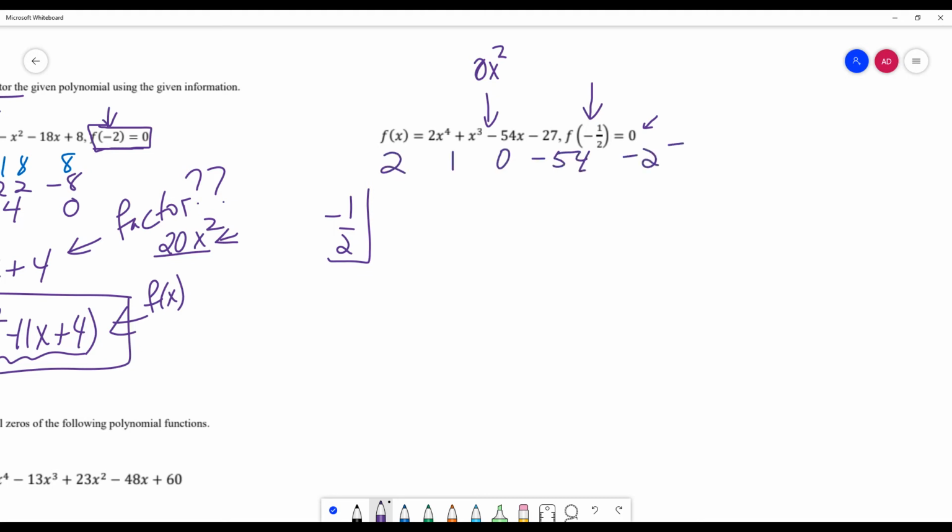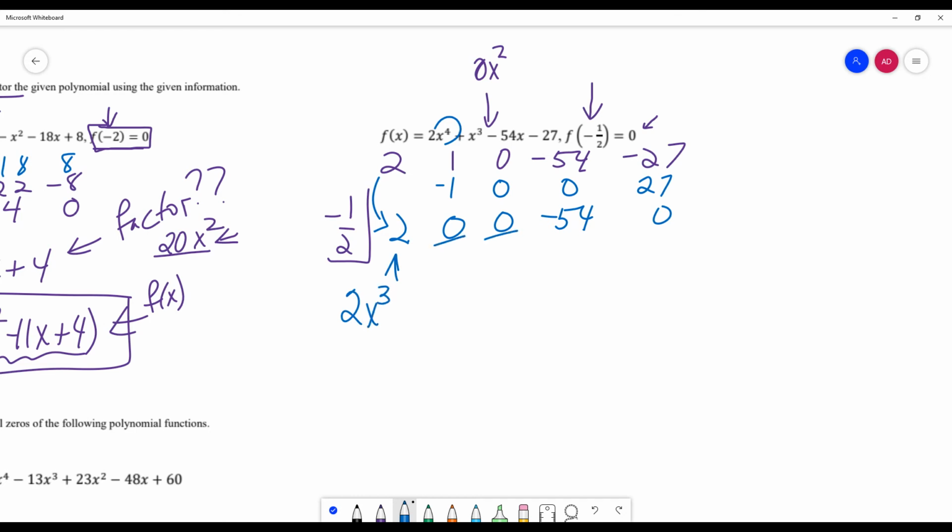So now here we go. I'm going to drop, run, drop, run, drop, run, drop. And then, of course, half of -54 is a positive 27. Then I get 0. Now, I have a degree of 4, which means this one is my degree of 3. So I have 2x cubed, 0x squared, 0x, minus 54.